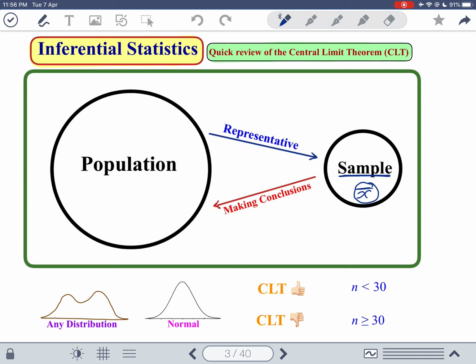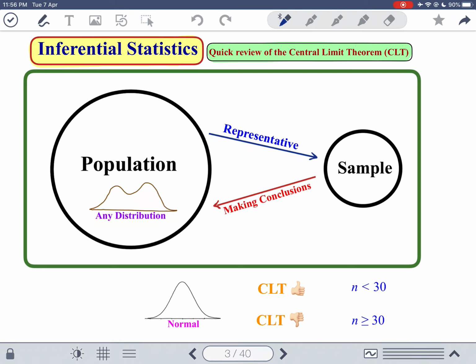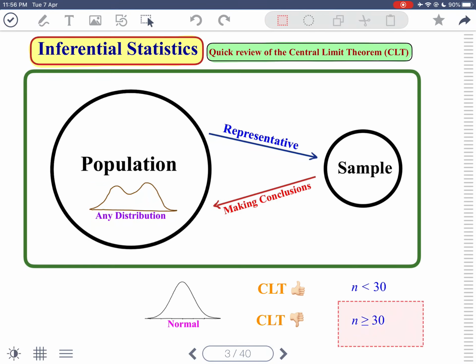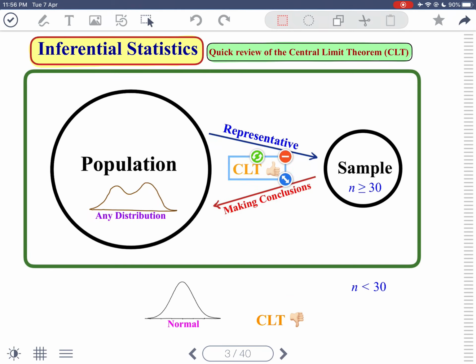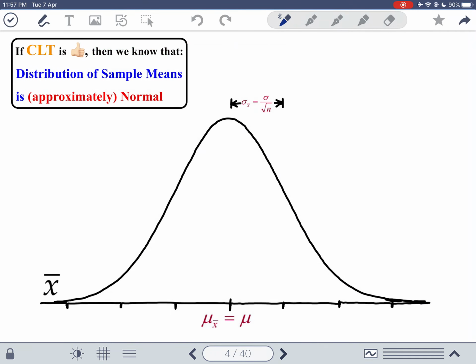Okay, and so now I want to remind you of the central limit theorem of the last lecture. It said that if your population has any distribution, it doesn't matter, but as long as you choose a sample size that is bigger than or equal to 30, then you can apply the central limit theorem. It works in this case. Okay, that was the first part. But what does it say after? We are able to apply the central limit theorem, but what does it say? It says that your distribution of sample means, x bar, is going to follow an approximately normal distribution.